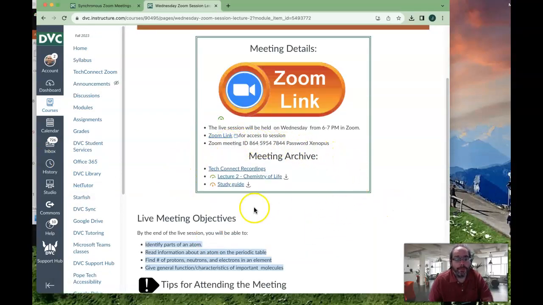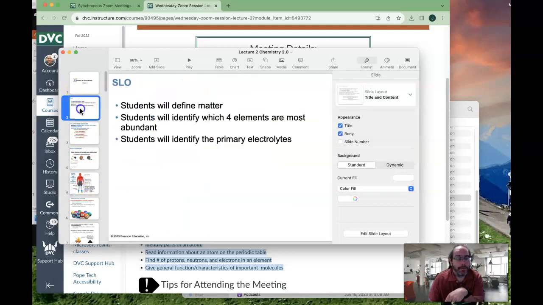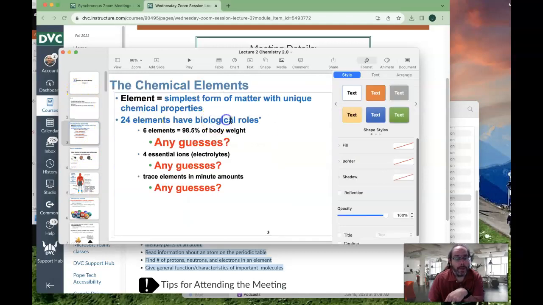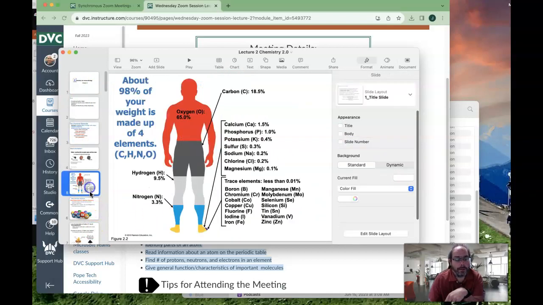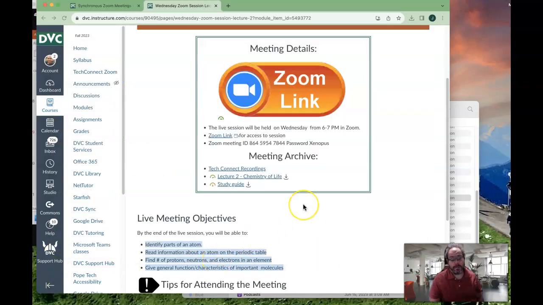Then there's the archive. This is the PowerPoint, Lecture 2, Chemistry of Life. Here is the study guide. So, you can then download the PowerPoint and work on it. This is actually opened in Keynote, but you could still see the same thing. You can physically type in notes here on it. On the real PowerPoint, there's going to be a button down here that says notes, and you could click on it and it actually is a note thing. So ideally, you're taking notes somehow.